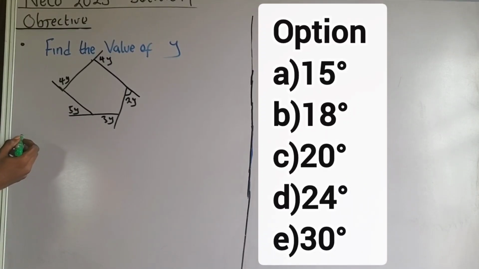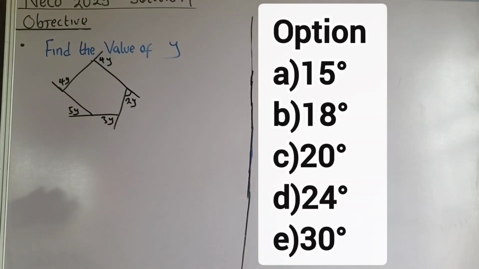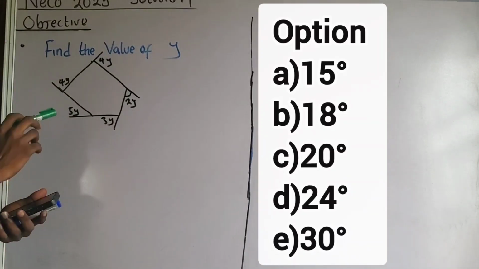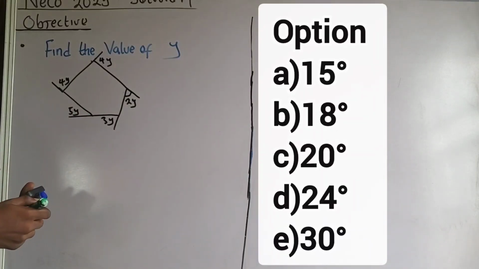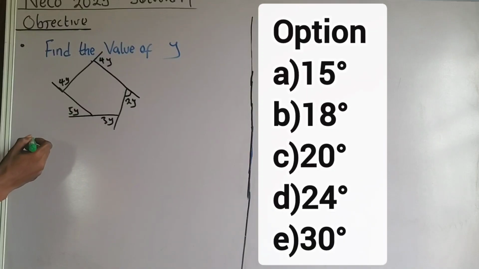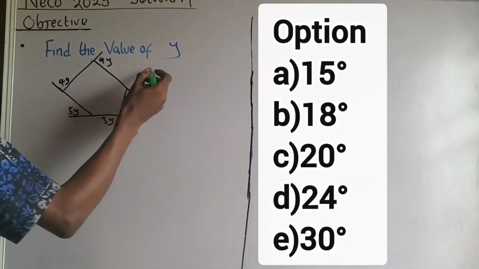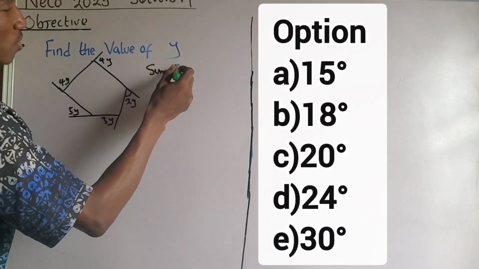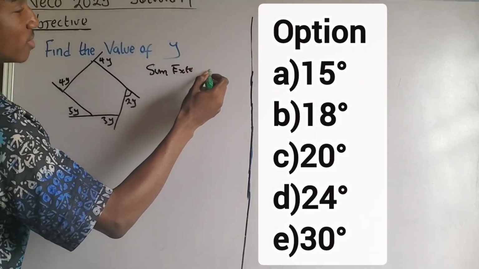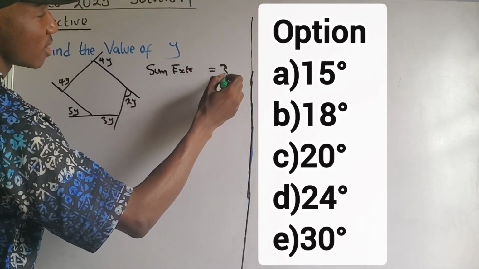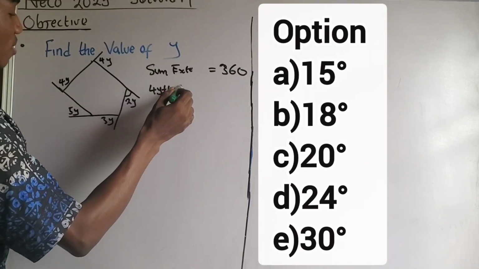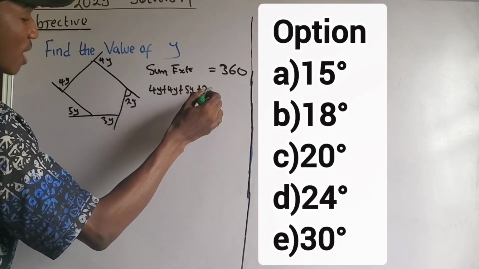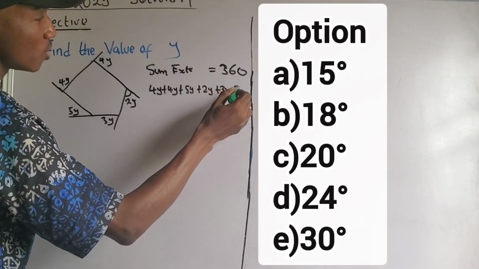The sum of the exterior angles of a polygon is 360, and if you look at these angles, you will discover that they are exterior angles of the polygon. So all you have to do is sum all the angles together and equate them to 360 degrees. Are you getting it? The sum of the exterior angles of a polygon is equal to 360. So I'm going to have 4y plus 4y plus 5y plus 2y plus 3y equals 360.